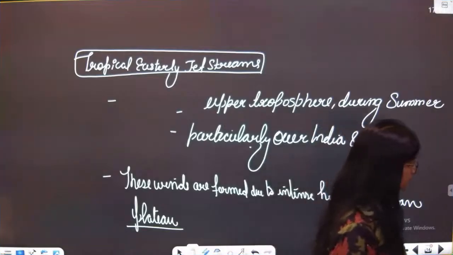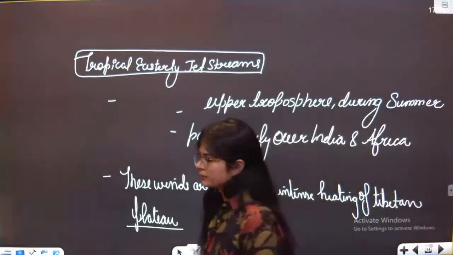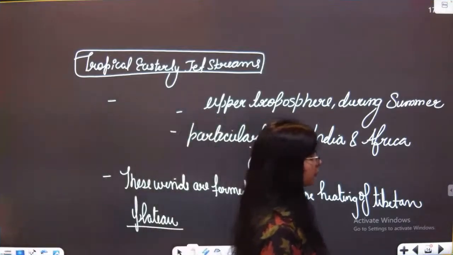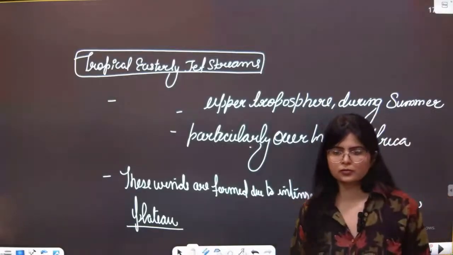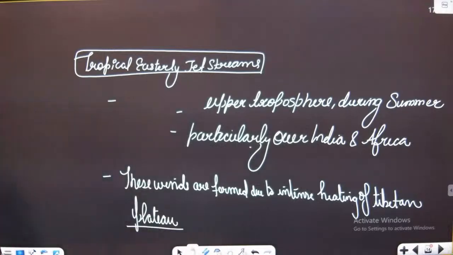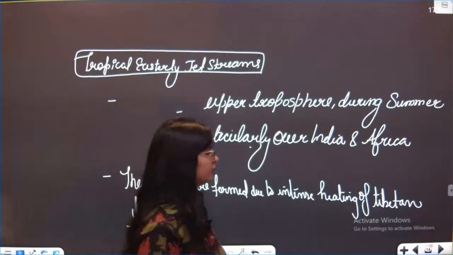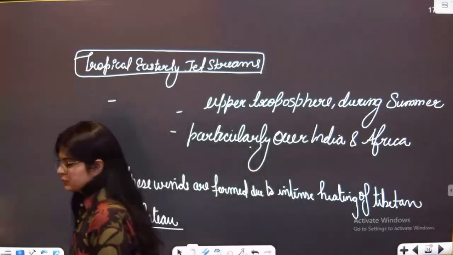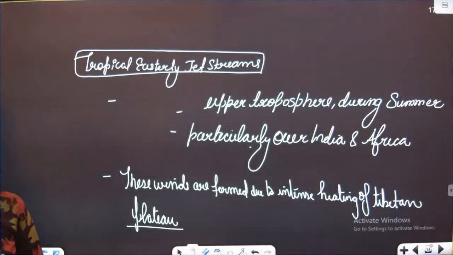Write down: tropical easterly jet streams are responsible for bringing monsoon or rainfall in the interior part of the Indian subcontinent, or simply write down India. Right?